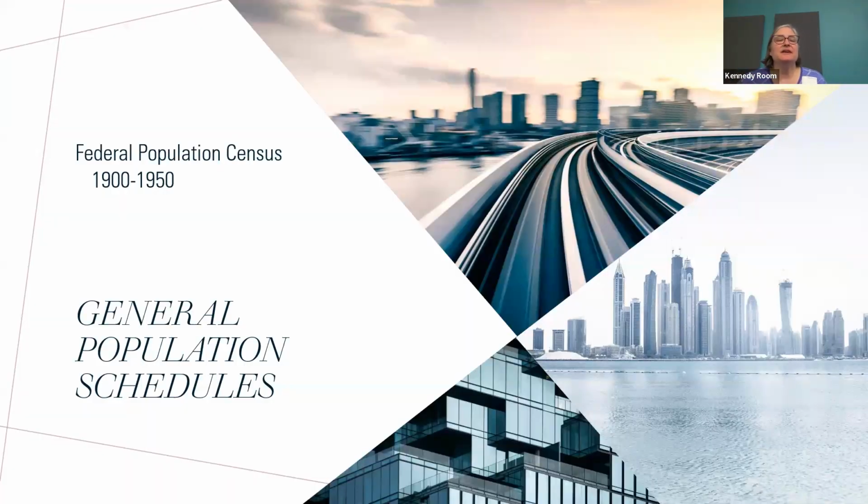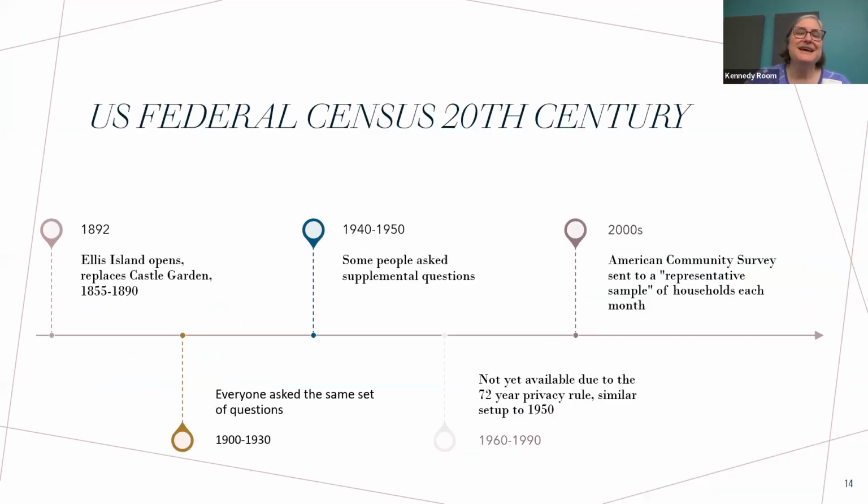So on to the federal population censuses between 1900 and 1950. These are the general population schedules. Once we hit 1900, there are not many special schedules at all. Although I ran across a collection in Ancestry and didn't pull one. But in 1930, there's a special schedule for people who are serving in the Merchant Marine. So if that affects your people in 1930, check that. So just an overview of the US Federal Census in the 20th century.